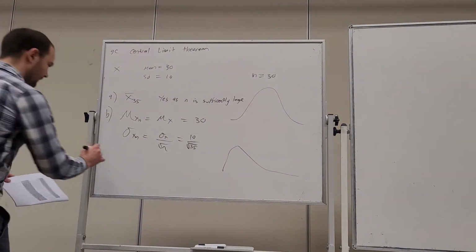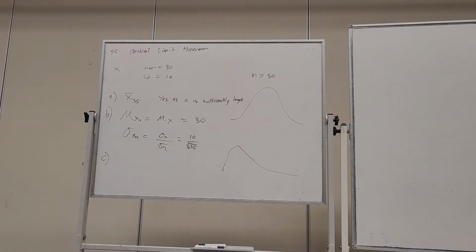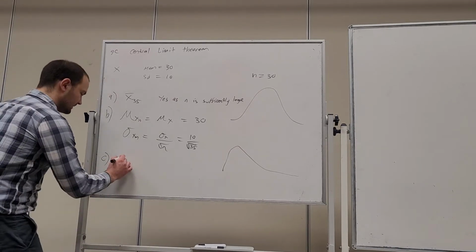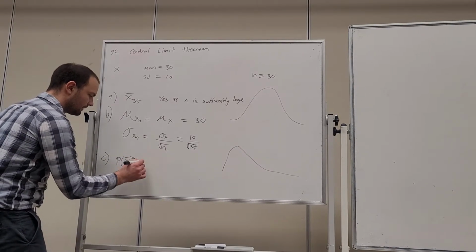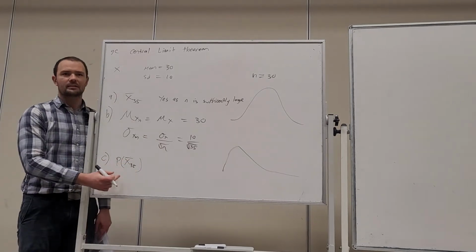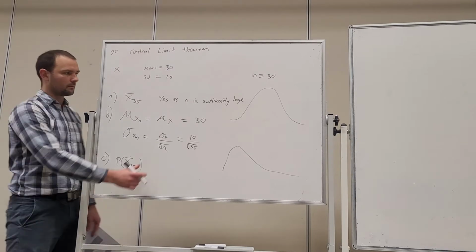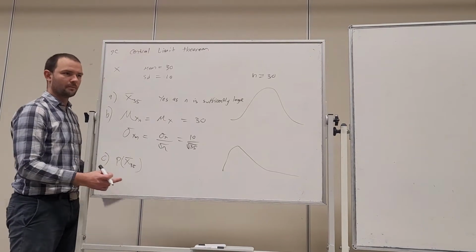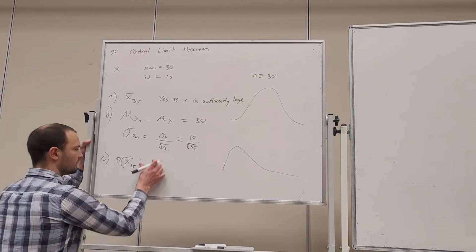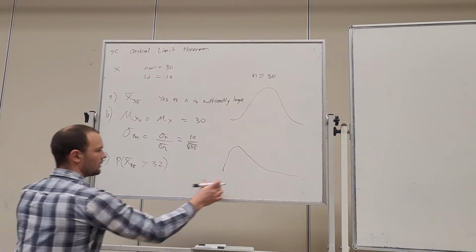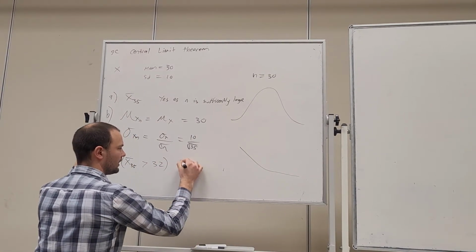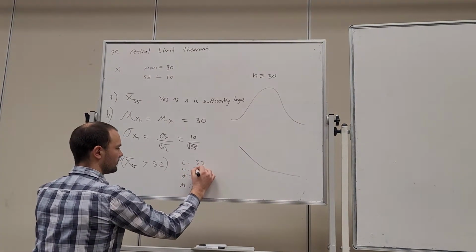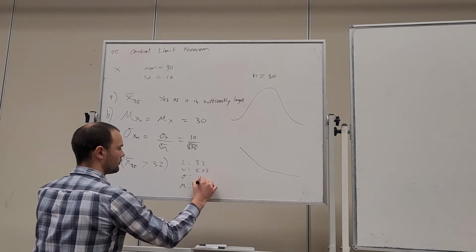Okay, part C. Find the probability of x35 being larger than 32. Because it's asking specifically about variable x35, and we've established that x35 is approximately normal, because n is sufficiently large, we can use a normal distribution to perform this calculation. So it's asking, what's the probability of x35 being greater than 32? The calculation we're going to perform, we've got our lower boundary, our upper boundary, standard deviation and mean. Our lower boundary is 32, upper boundary infinity, standard deviation is 10 on root 35.